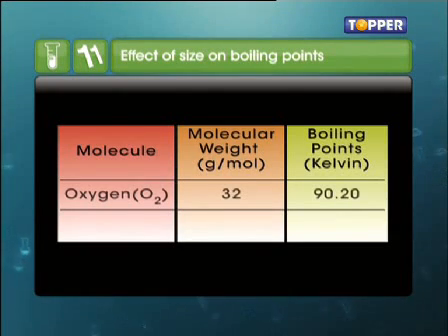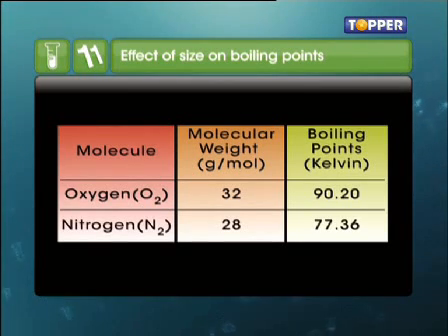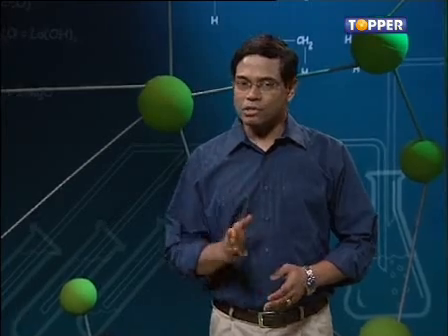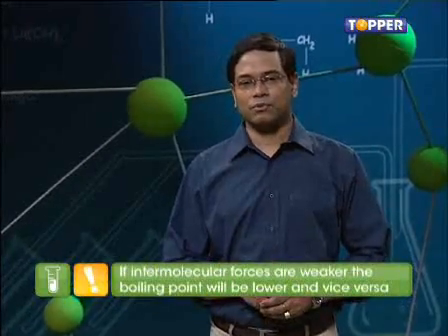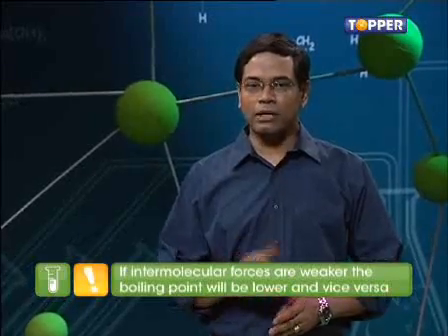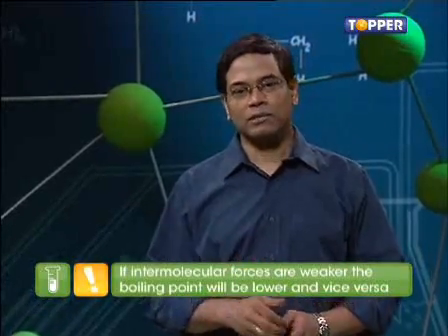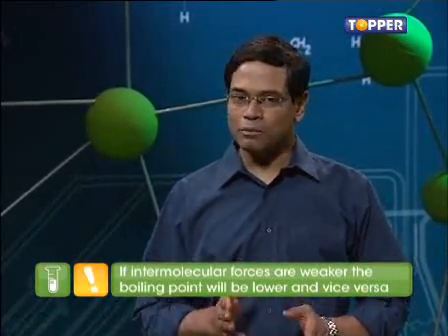So oxygen, which is larger and has a molecular weight of 32 grams, shows a higher boiling point than nitrogen, which has a molecular weight of 28 grams. You must also note that if intermolecular forces are weaker, the boiling point will be lower, and if intermolecular forces are stronger, then the boiling point will be higher. A similar trend is observed for melting points also.